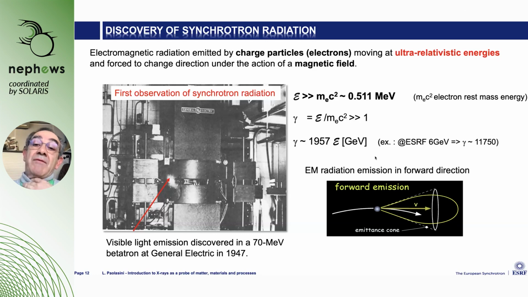This gamma has an important consequence also for the radiation emission, which arises in the forward direction, and we will see that this radiation is contained in a very narrow cone, which is equal to the inverse of gamma.